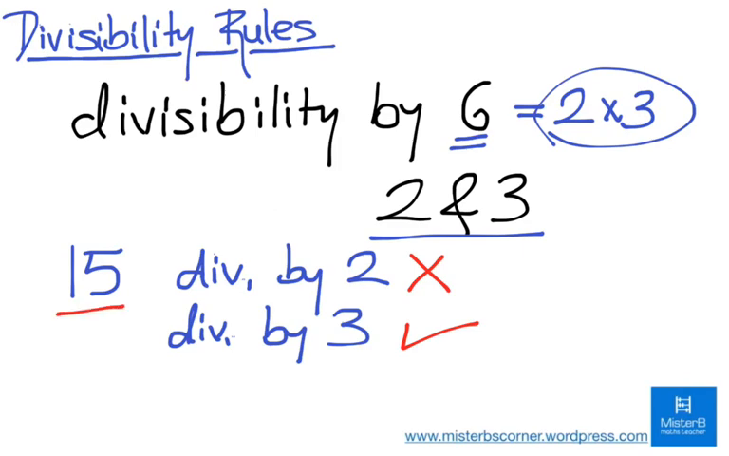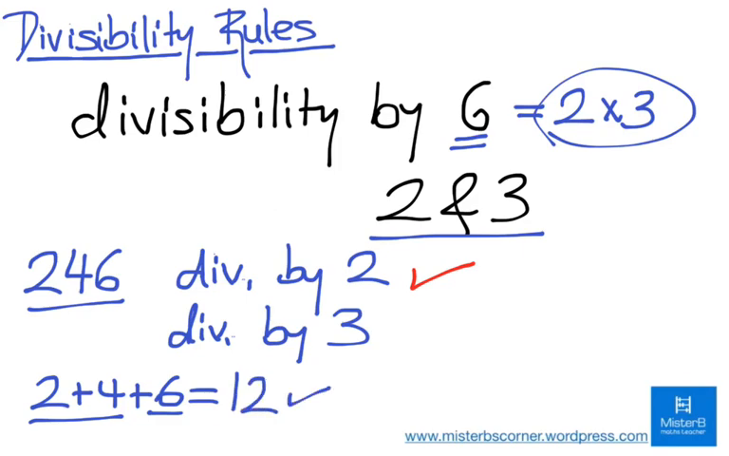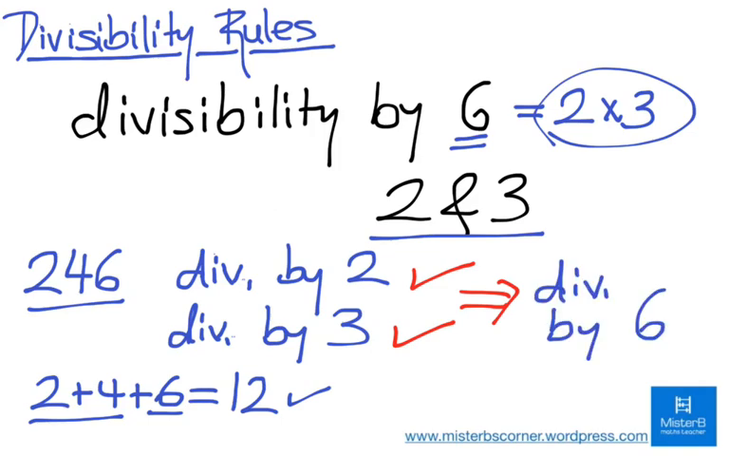Now, you can check this for, let's say, a bigger number. For example, it's going to be 246, right? So, this is an even number, therefore we have to say now that it is divisible by 2. Now, let's check if it is divisible by 3. I'm going to write down the sum of digits, which will give me 2 plus 4 is 6, 6 plus 6 is 12. 12 is a multiple of 3, so it is divisible by 3. Therefore, now I can say that this number is divisible by 6.